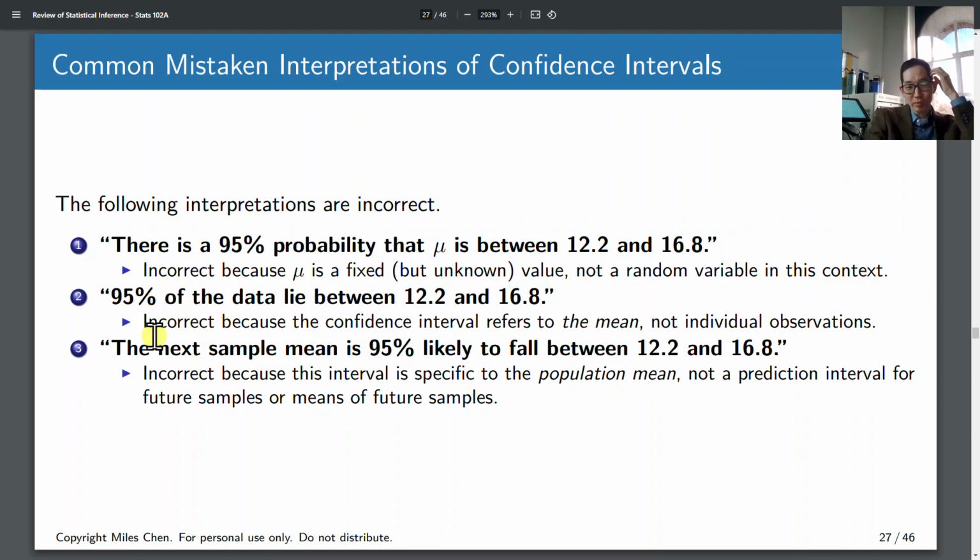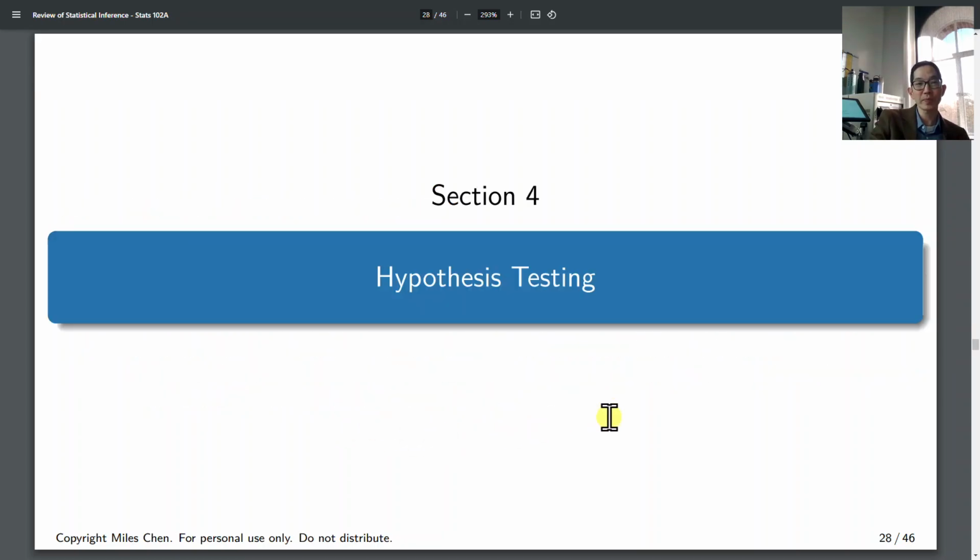Other things that are wrong to say about a confidence interval: 95% of the data lie between 12.2 and 16.8, or the next sample mean is 95% likely to fall between 12.2 and 16.8, okay? Confidence intervals refer to the mean of the population, not individual observations, and it's always specific to the population mean, not anything about future samples or the means of future samples.